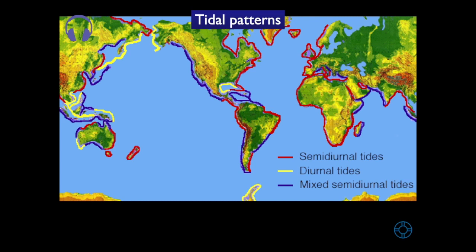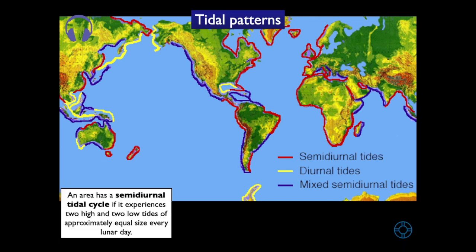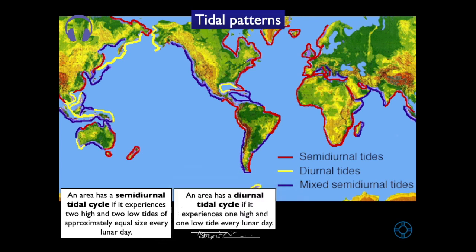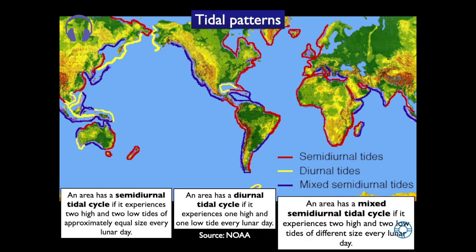This map from NOAA presents the distribution of tidal range patterns around the global coastline. The red lines represent semi-diurnal tides. The yellow line represents diurnal tides, and the blue line represents mixed semi-diurnal tides. An area has a semidiurnal tidal cycle if it experiences two high and two low tides of approximately equal size every lunar day. An area has a diurnal tidal cycle if it experiences one high and one low tide every lunar day. An area has a mixed semidiurnal tidal cycle if it experiences two high and two low tides of different size every lunar day.